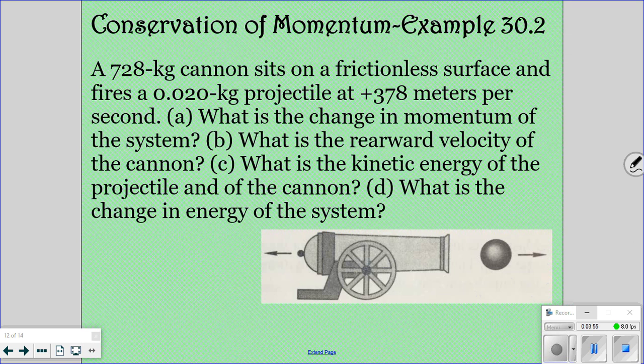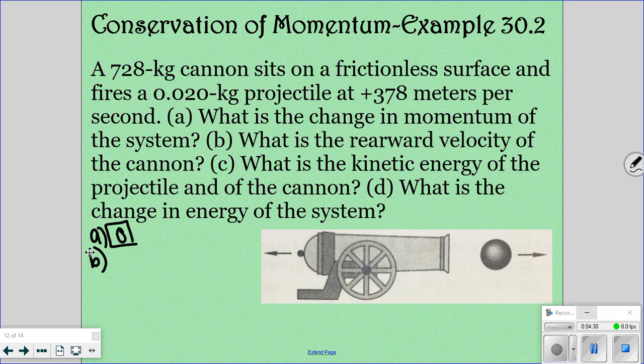Now we're going to look at a cannon and a projectile. What is the change in momentum of the system? Well, this is a closed system, so there is no change in momentum. So for this one, you would just put 0 for part A, because there is no change in your momentum because we have a closed system. No outside forces are acting on this system.